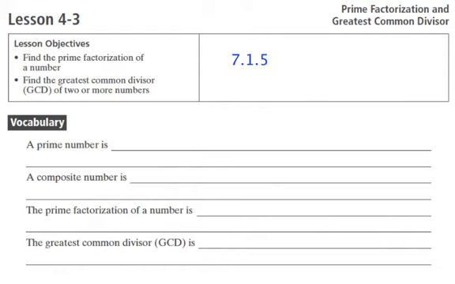In today's lesson, we're going to find the prime factorization of a number. We will also do the prime factorization of algebraic expressions that contain variables, and we're going to find the greatest common divisor of 2 or more numbers. Today's Indiana Academic Standard is 7.1.5. Find the prime factorization of whole numbers and write the results using exponents.